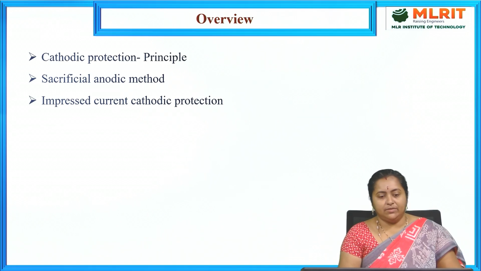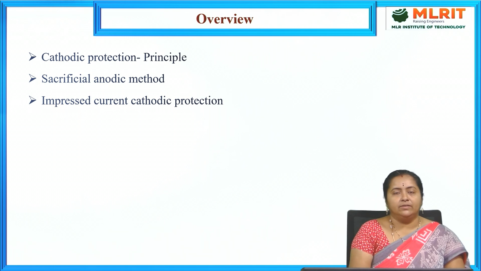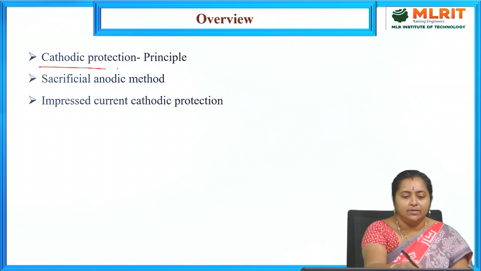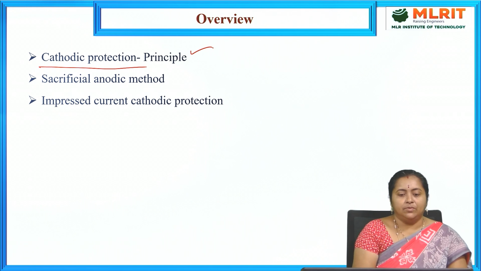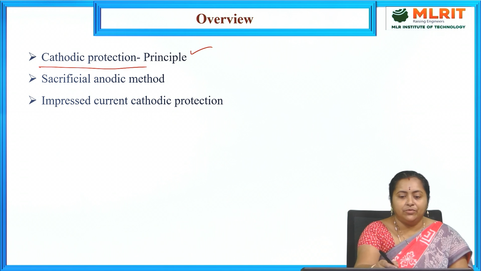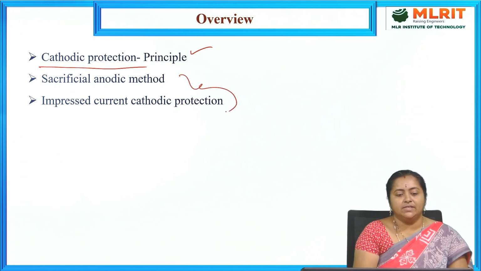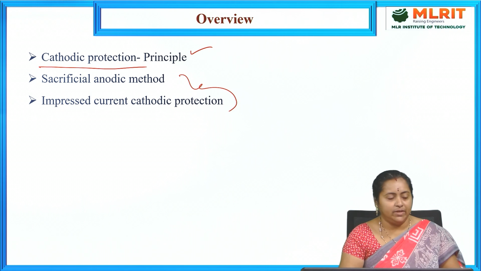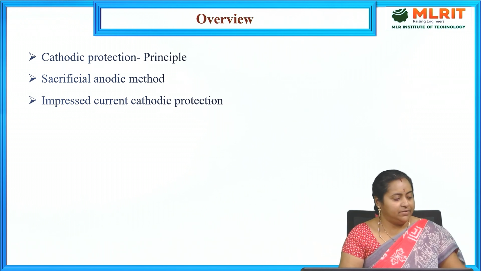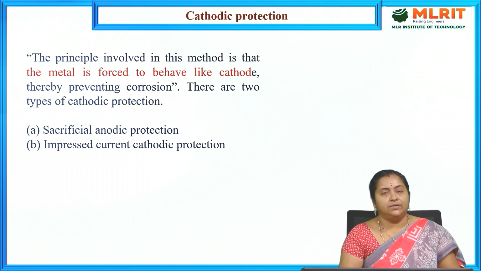In today's session, we are going to learn about some corrosion prevention methods in which cathodic protection is the most important one. So, what is the main principle involved in cathodic protection, which is useful for preventing corrosion reaction? And it is of two different types. One is the sacrificial anodic method, and the second one is impressed current cathodic protection. So, let us start with the introduction to cathodic protection.